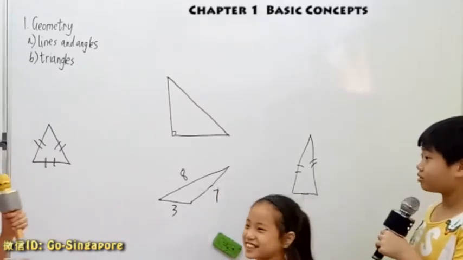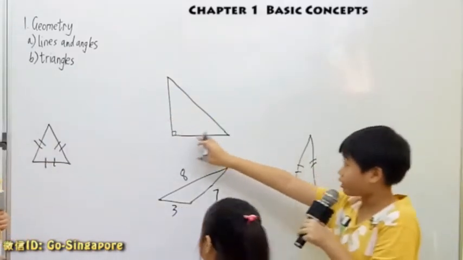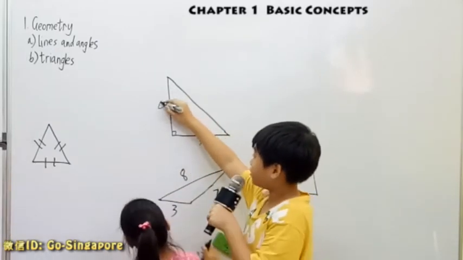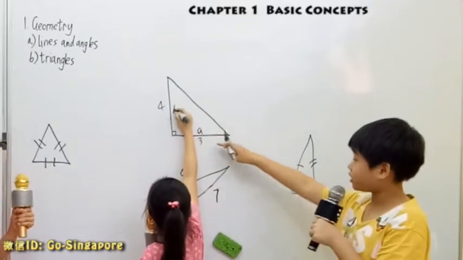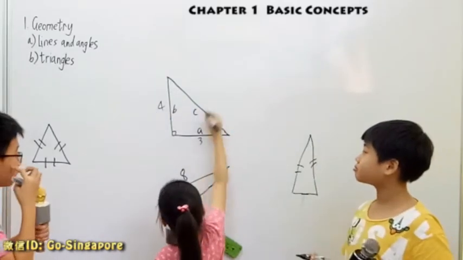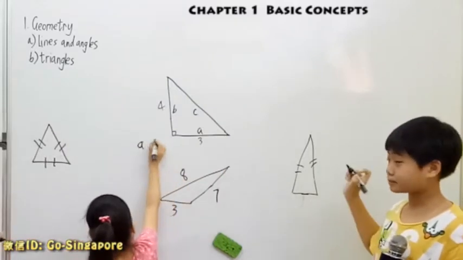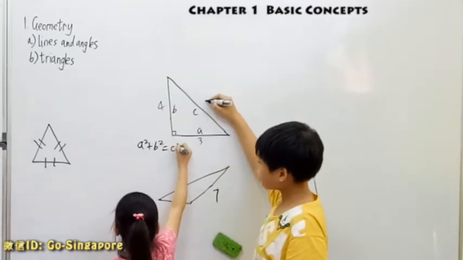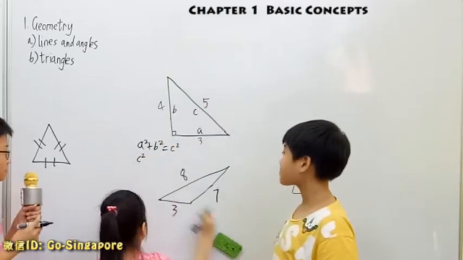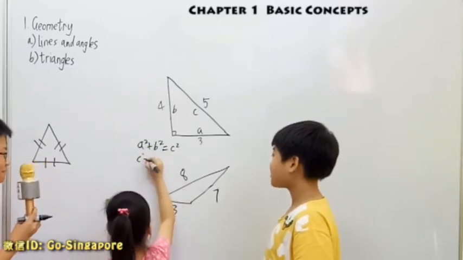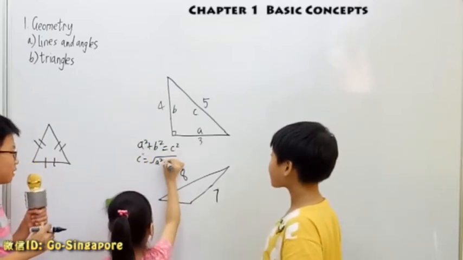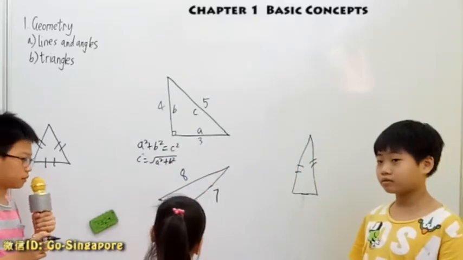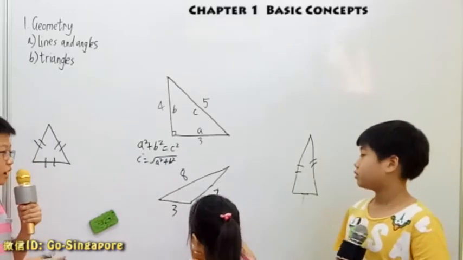So now we will move on to the next triangle. Don't forget your Pythagorean theorem. Just give an example. If here is 3 and 4, that means it will be a 5. So are we clear on these triangles?